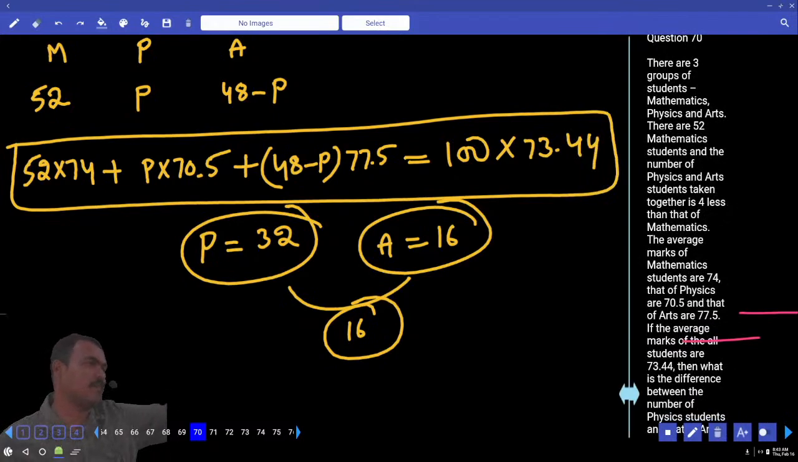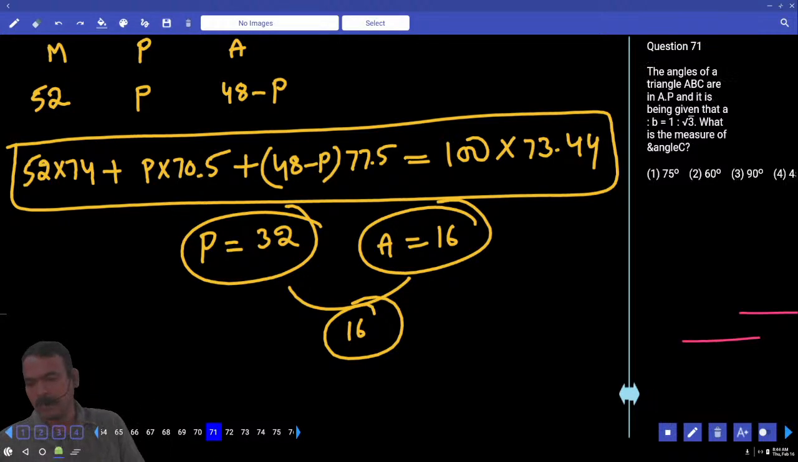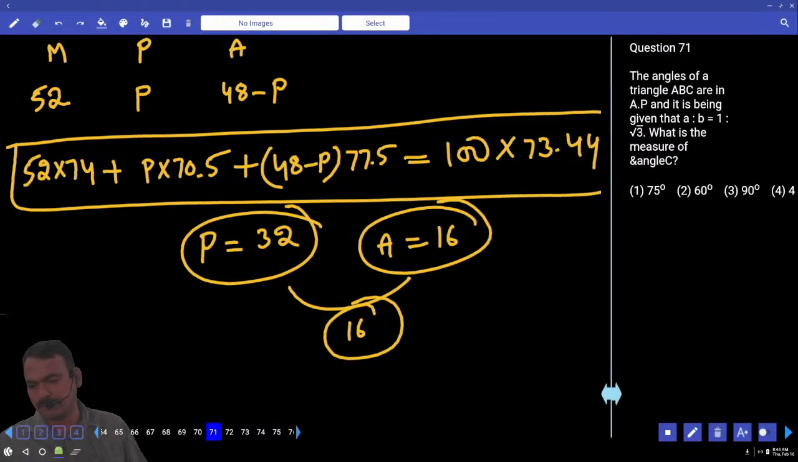I take the direct value. P equal to how much? 32. Physics are 32 students. Arts value 16. What is the difference? 16. Next question number 71.